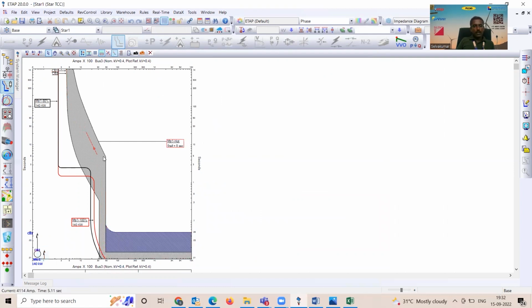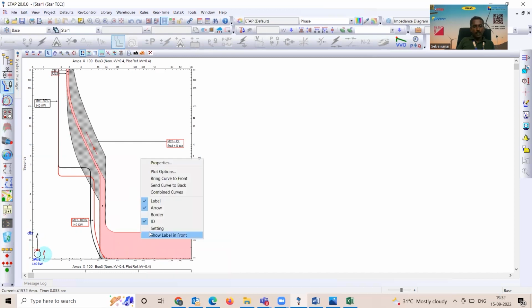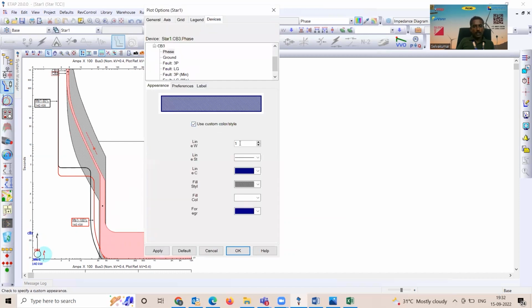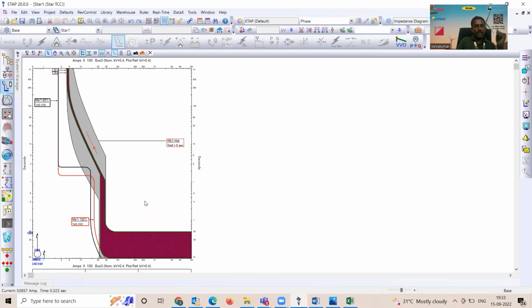The different color release, what you are seeing here is thermal magnetic, and let me bring this to the front and show it in a different color, right? So you can see the difference between thermal magnetic release and electronic release. Don't read that as ABB versus Schneider, right? It's thermal magnetic versus electronic.